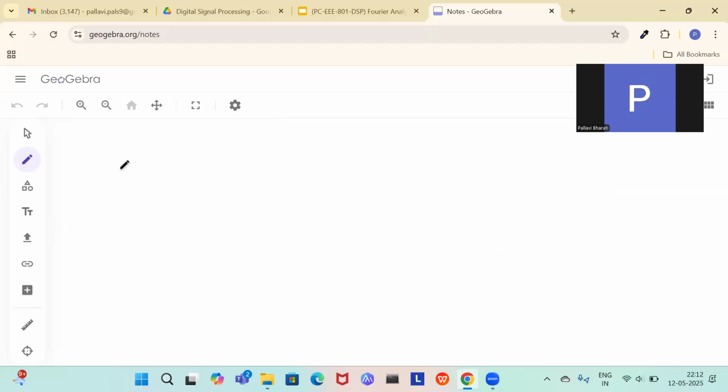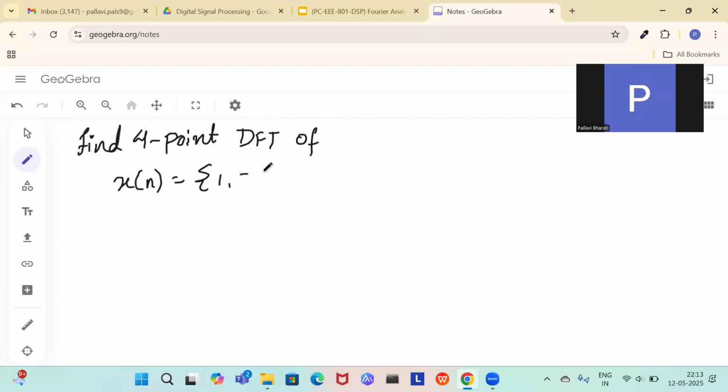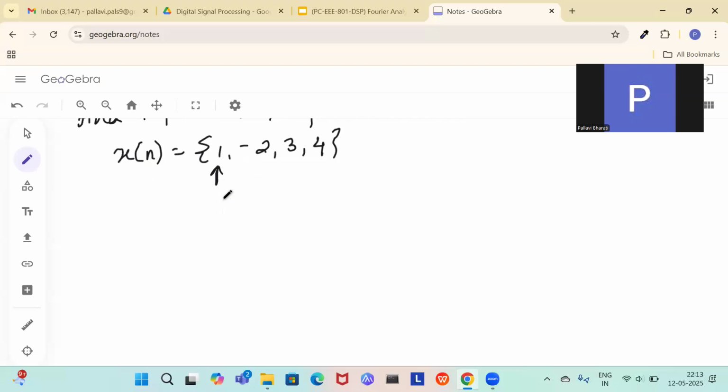Okay, suppose we have been given a sequence. The question is: find the 4-point DFT of x of n given as 1, -2, 3, and 4. So this is at 0. Okay, so you know the formula right now.